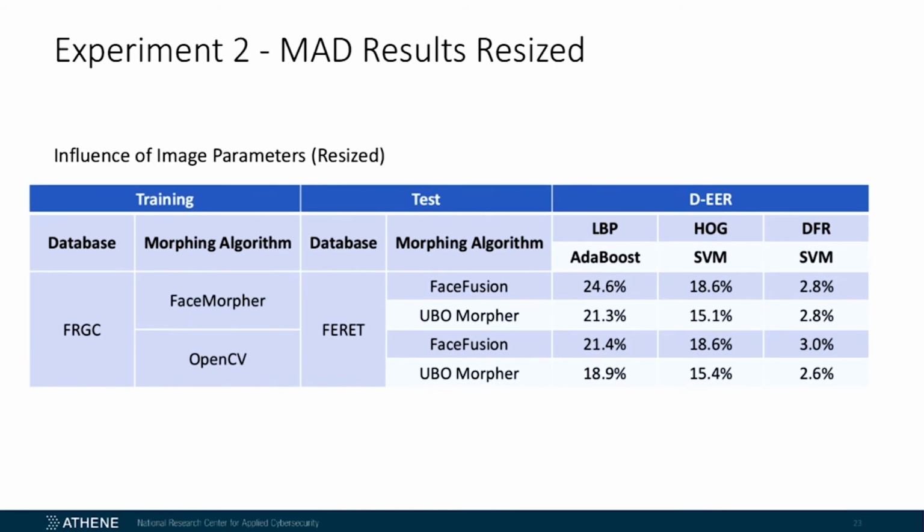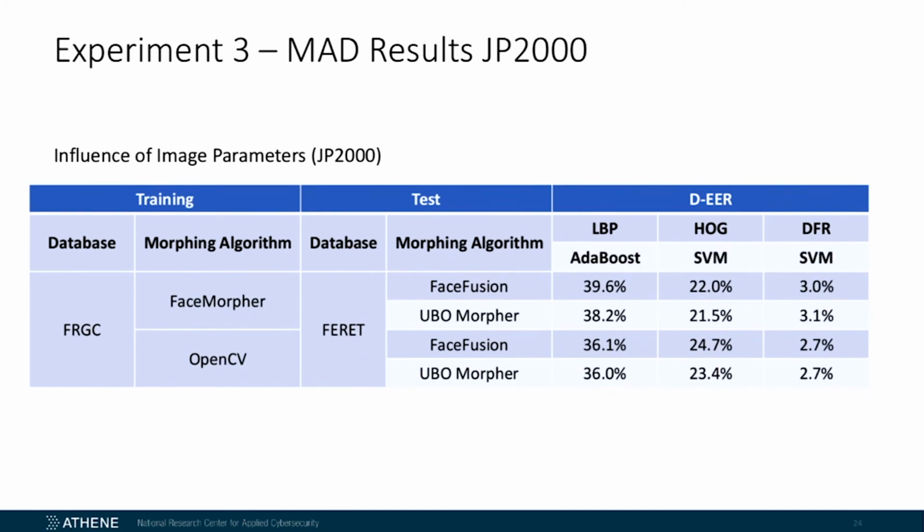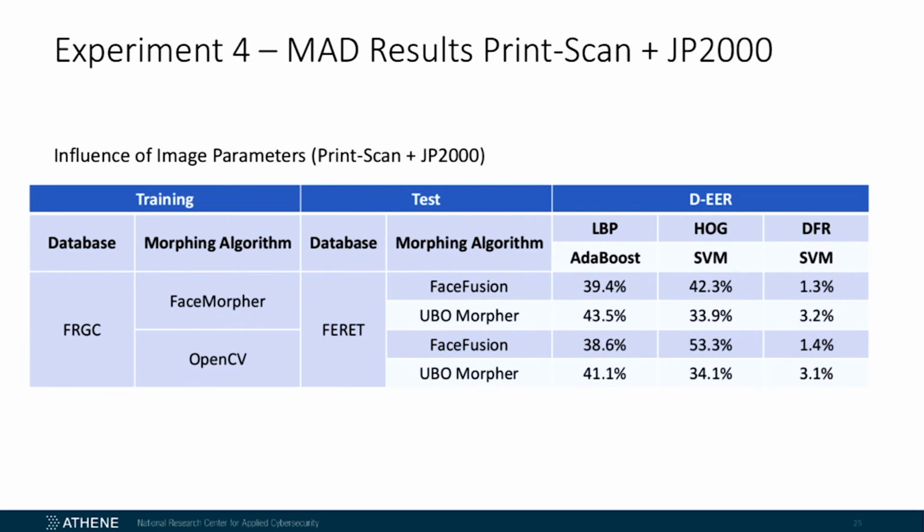If we resize the images, the detection equal error rates are not affected that much, for any algorithm. But if we apply JPEG 2000 compression, you see that for LBP, the detection error rate increases a lot because of the lack of texture. But the deep face representation is still very stable, around 3%. And for the printed and scanned version of the images, you can see that for the deep face representations, in some parts, the detection equal error rate even decreases.